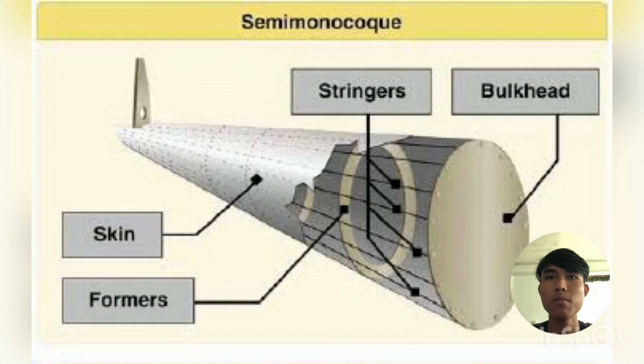Semi-monocoque. Semi-monocoque construction uses a substructure to which the airplane skin is attached. The substructure, which consists of bulkheads and/or formers of various sizes and stringers, reinforces the skin by taking some of the bending stresses from the fuselage.